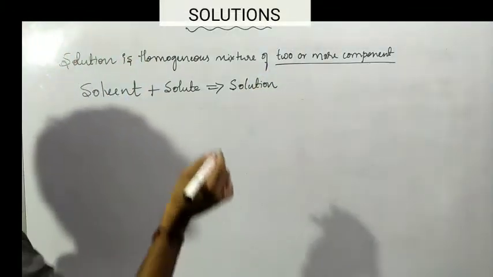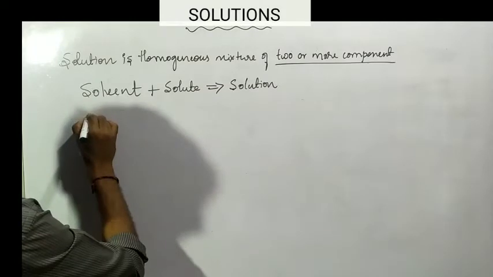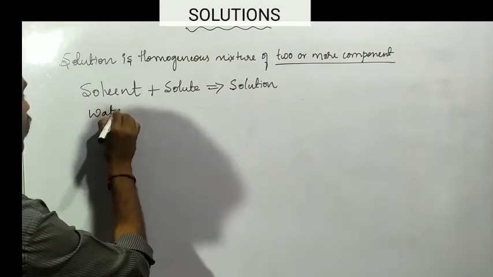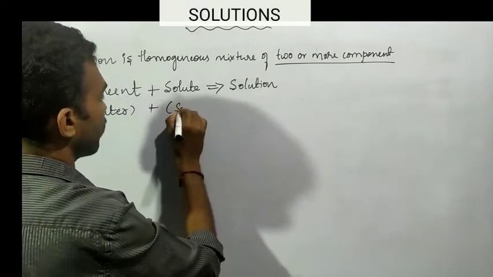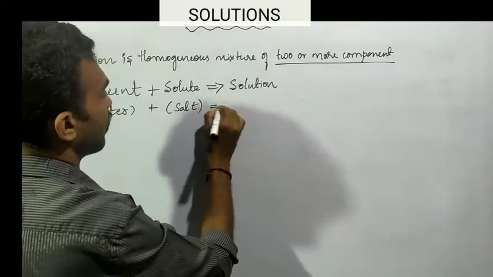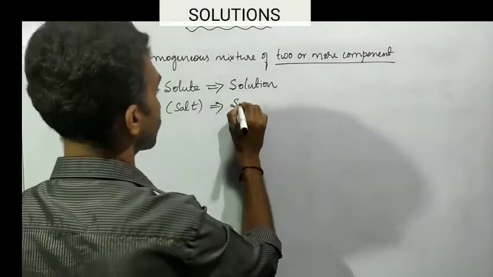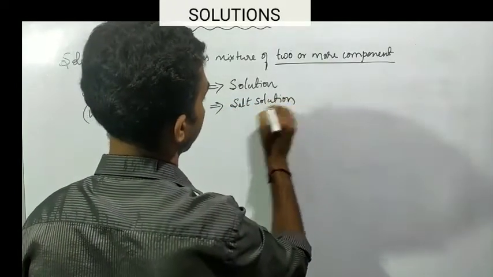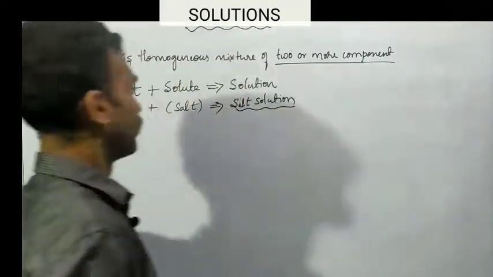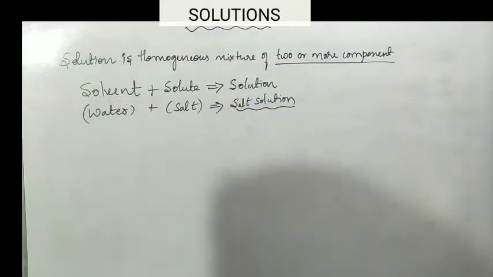So what is the example? A beautiful example we can take: water. Take a beaker of water and add a small amount of salt, and there is a formation of what? Salt solution, right? So now the solution is made up of what?